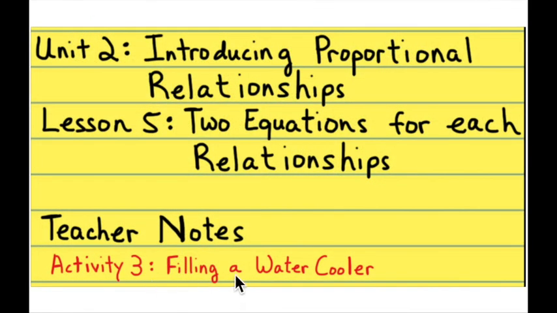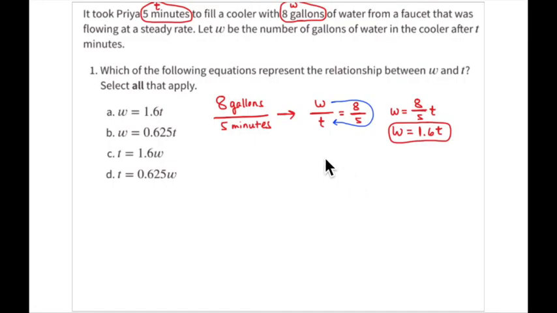This is activity 3, filling a water cooler, and this is lesson 5, 2 equations for each relationship. In filling a water cooler, it takes time to fill that water cooler, and that water cooler holds gallons. And so the relationship between these two properties is, in the first case, you can write that as 8 gallons per 5 minutes. So in 5 minutes, you have filled the water cooler with 8 gallons, or you can write this as 5 minutes per 8 gallons. And we'll get to that second relationship in just a moment.